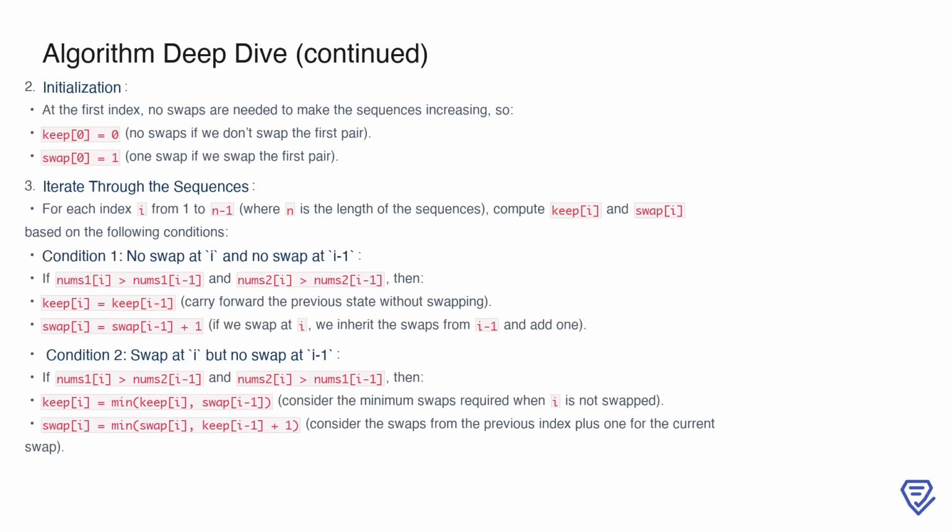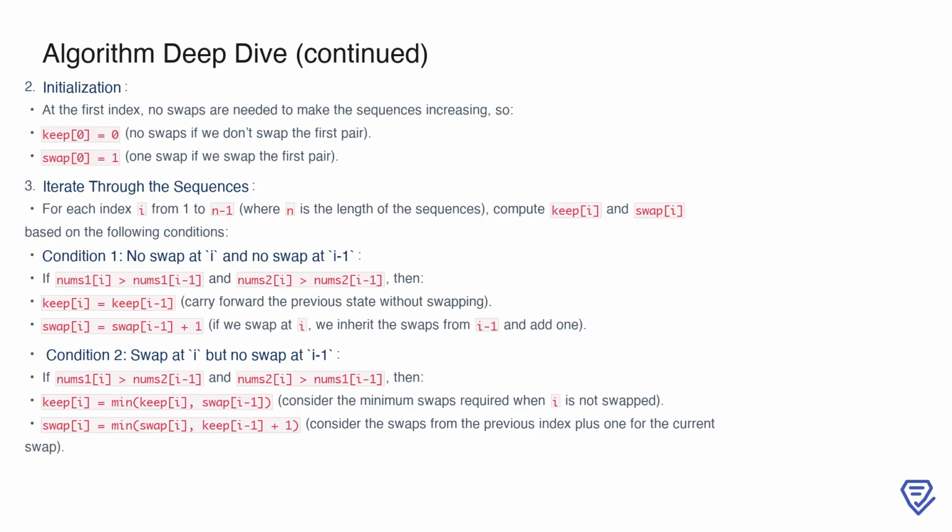To begin, we initialize the states for the first index. Since no elements exist before index 0, no swaps are needed to make the sequences increasing at this point. Therefore, keep_0 is set to 0, representing no swaps if we do not swap the first pair, and swap_0 is set to 1, representing one swap if we do. Next, we iterate through the sequences from index 1 to n-1, where n is the length of the sequences, to compute keep_i and swap_i for each index.